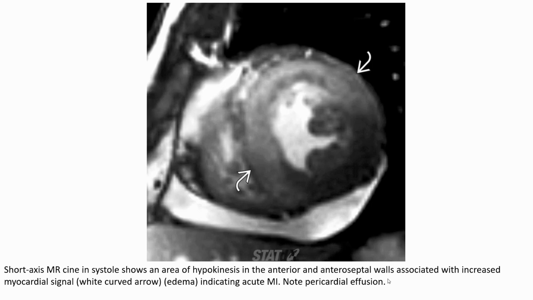The short axis of cine in systole shows an area of hypokinesis in the anterior and anteroseptal wall associated with increased myocardial signal. The curved arrow indicates edema, indicating acute myocardial infarct, not pericardial effusion.